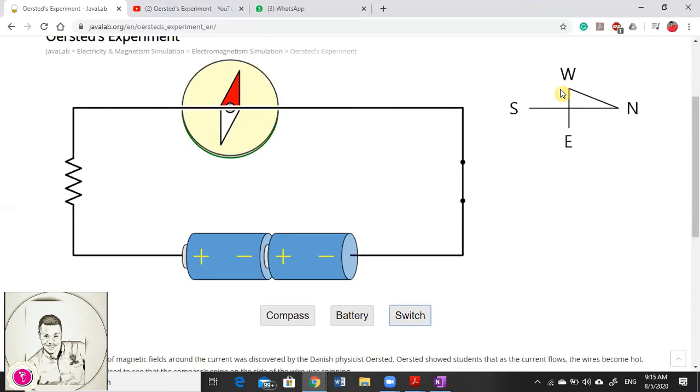Electricity. I didn't hear that. Speak a little bit louder for me. The electricity affected the compass. Oh, okay.